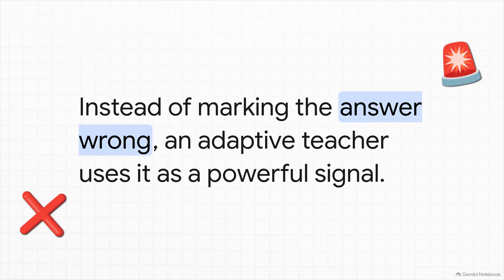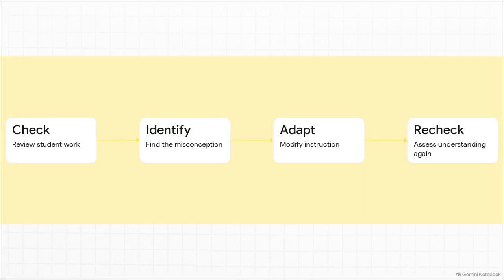Now, an adaptive teacher doesn't just put a big red X on it and say, try harder. They see that wrong answer as a massive glowing signal. Instead, the teacher jumps straight into the cycle. They check the boards, they immediately identify the specific misconception, in this case, totally ignoring common denominators.